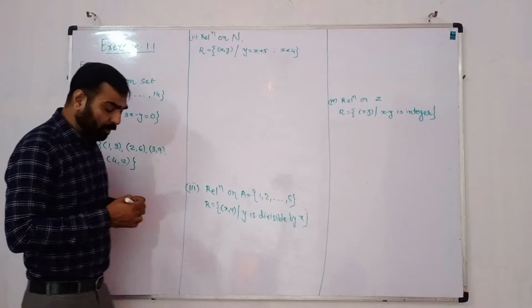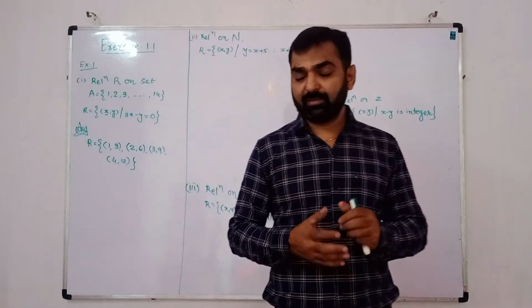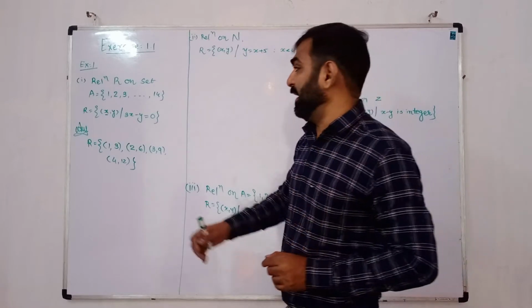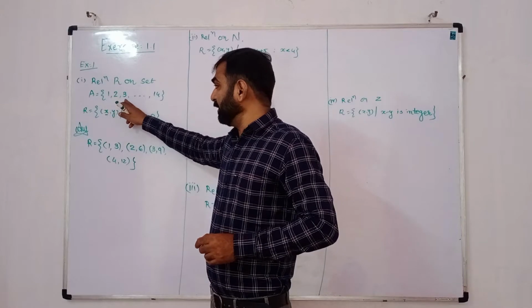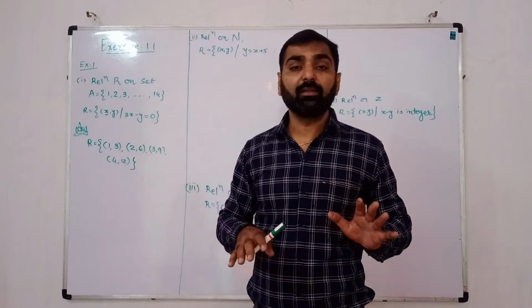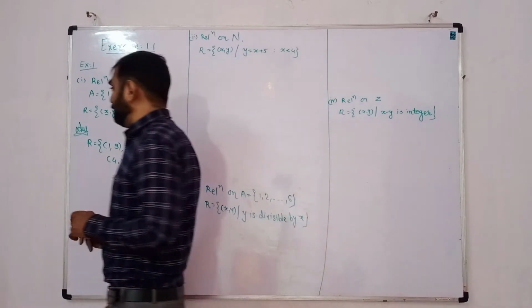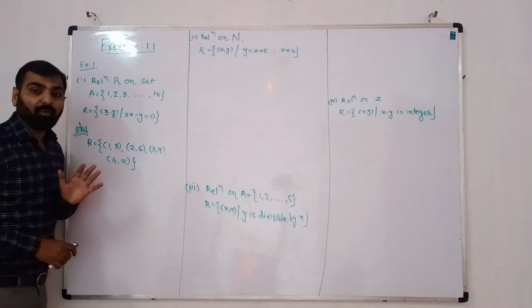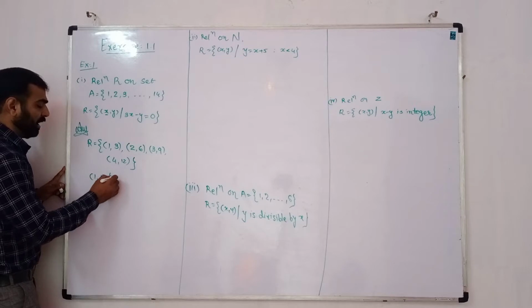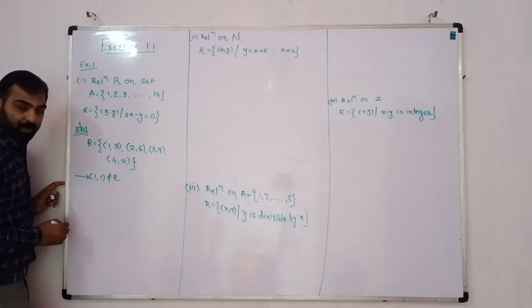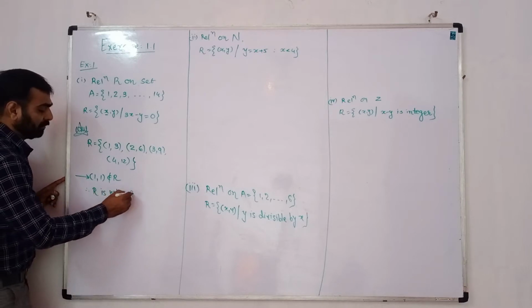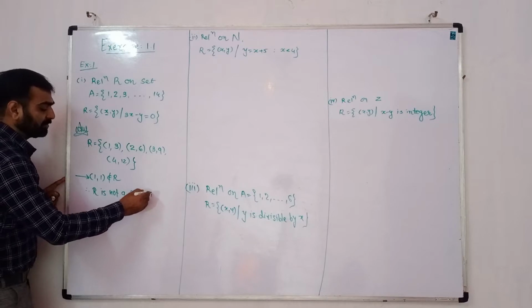Okay. Now according to a reflexive relation, what is the condition? All elements, that means (1,1), (2,2), (3,3), (4,4) up to (14,14), must be in relation R. Is (1,1) in R? No sir, it is not. That's why I write here: (1,1) does not belong to R. Therefore R is not a reflexive relation.